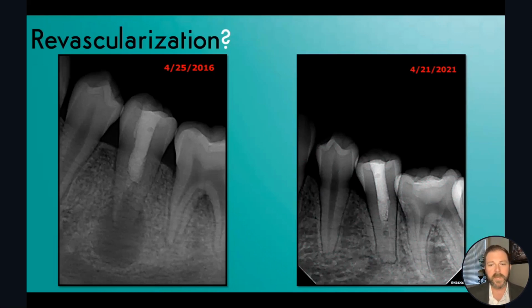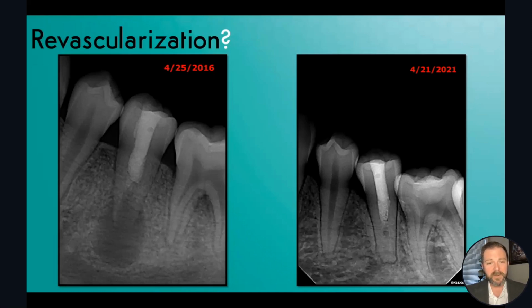So we got length, we got width. Yes, it's dystrophic calcification within that canal space or tertiary dentin formation, but she still has this tooth with increased tooth length, and she's a happy gal. It's asymptomatic and functional. We're not seeing any periapical pathology. I was very, very pleased.